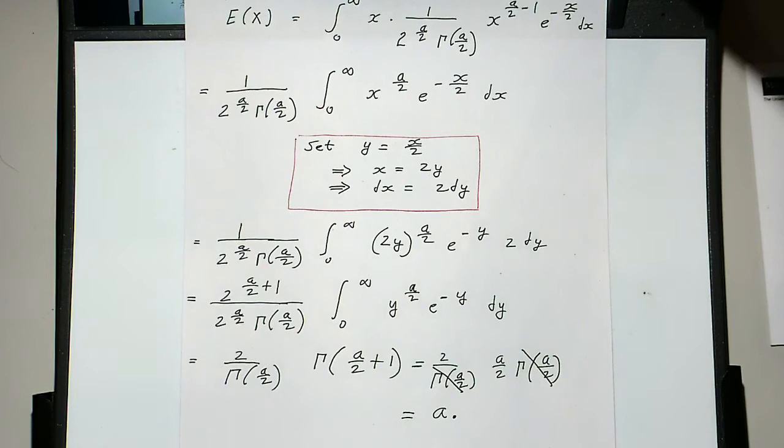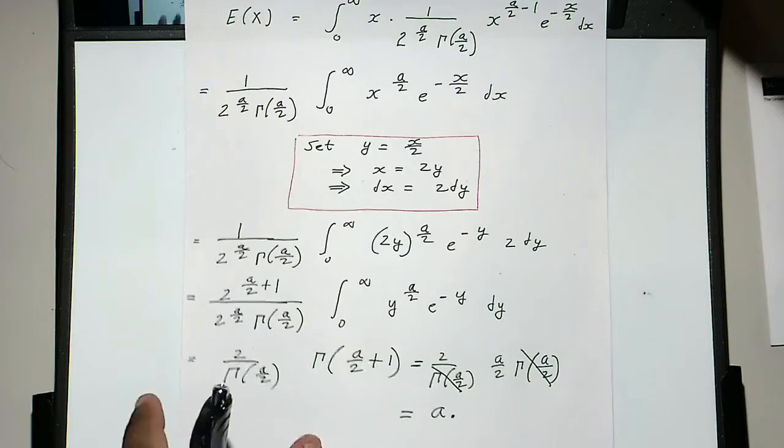We wanted to show that the expected value of a chi-squared variable is equal to a. And similarly, you can find the variance. I'm not going to do that. But we still have time, so I will do one more example, unless you're tired. I hope you're not.